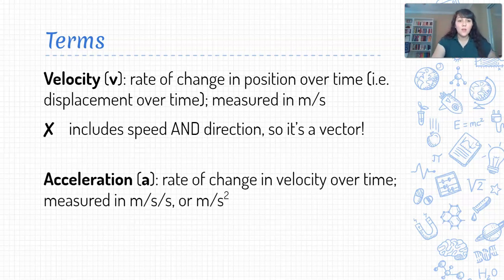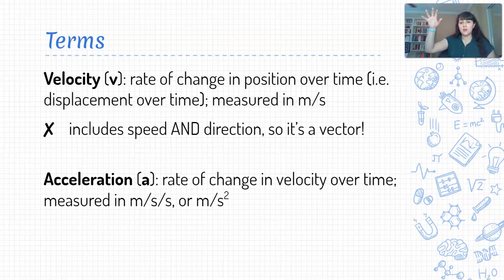Right? Now, our other big term to define here is acceleration, represented by the variable a. So acceleration describes a rate of change in velocity over time, or in other words, a measure of how much an object is maybe speeding up or slowing down or overall changing that velocity.